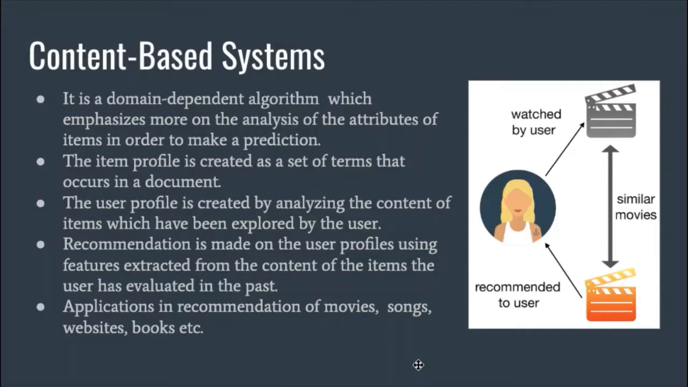Once that is done, the recommendation is made to the user using features extracted from the content of the items that the user has already evaluated in the past. For example, if a user watches a comedy movie, then the user receives a recommendation of a movie that has a comedy genre. So this is how content-based systems work.